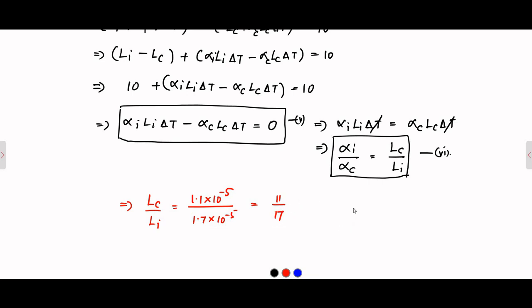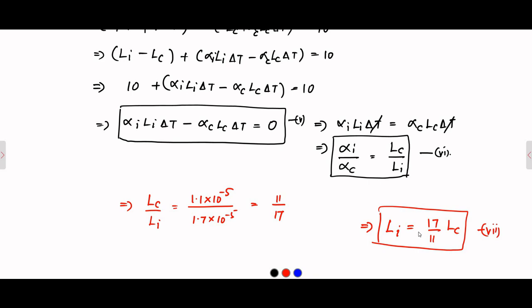So that implies Li is equal to 17 by 11 Lc. This is another important equation. So let's call it equation 7.